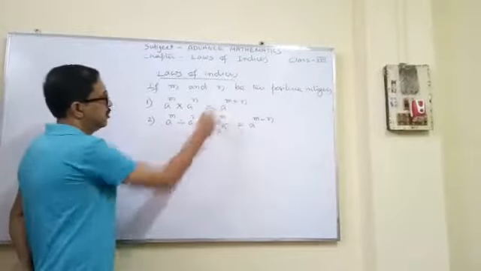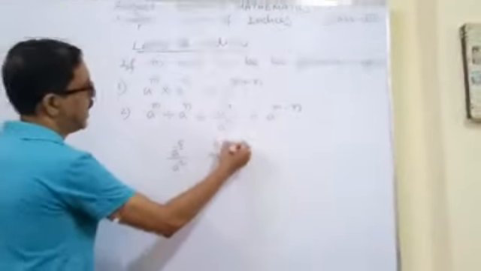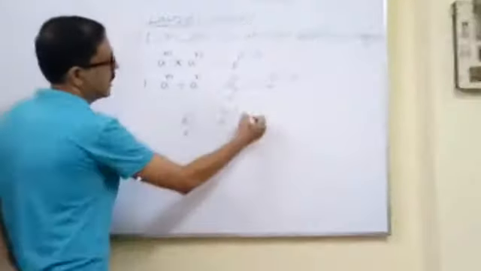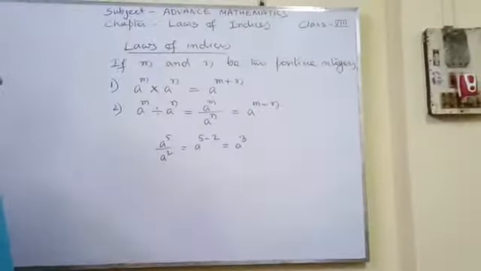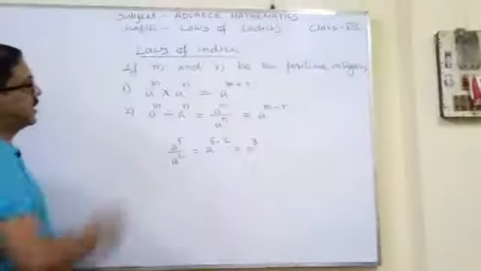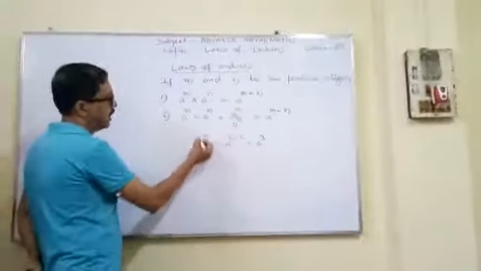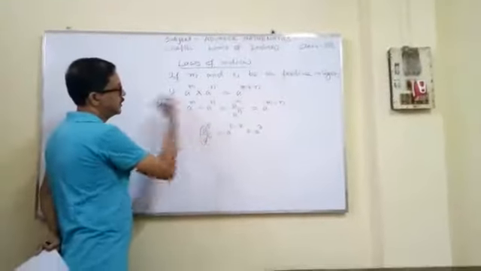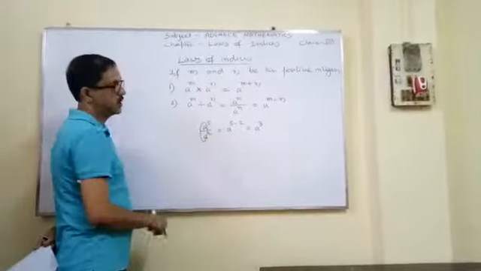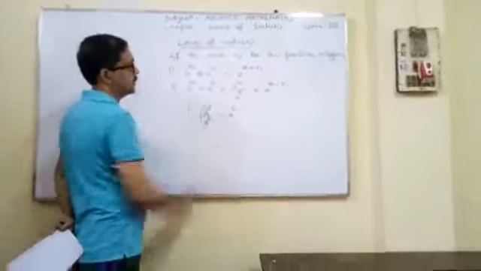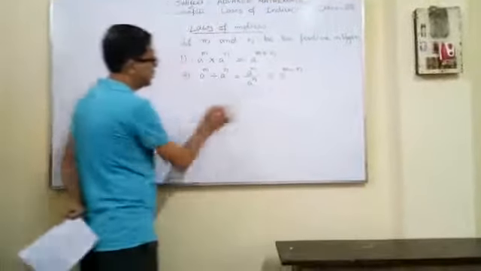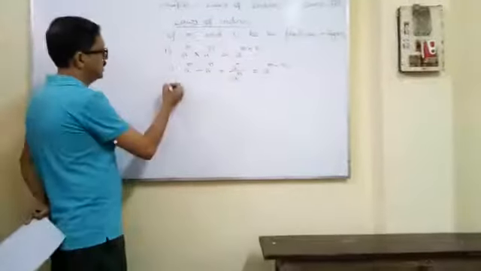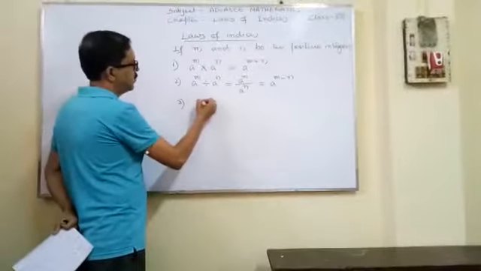Suppose a to the power 5 divided by a to the power 2. Then we can write a to the power 5 minus 2. The powers will be subtracted like that, and it is a to the power 3, since 5 minus 2 equals 3. So discussing the laws of indices, the base is the same and the powers are different. Then the powers will be subtracted, and that is the second law: a to the power m divided by a to the power n equals a to the power m minus n. The third law is a to the power m, to the power n.